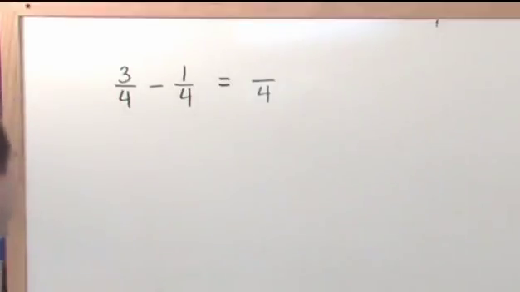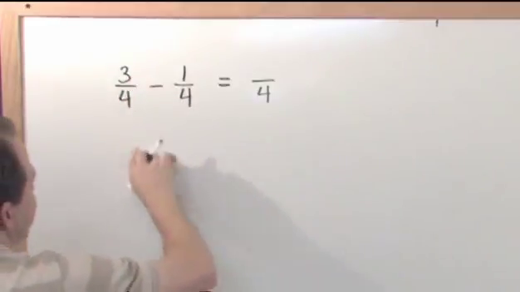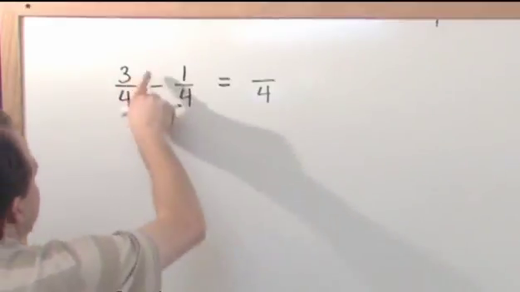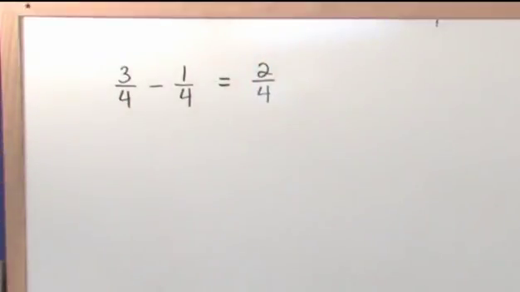Okay? So it's easy. It's really easy. Now, the top numbers, we just simply subtract them because we're doing a subtraction. So 3 minus 1 will give you 2. Okay? So you see, subtracting fractions really isn't very hard.